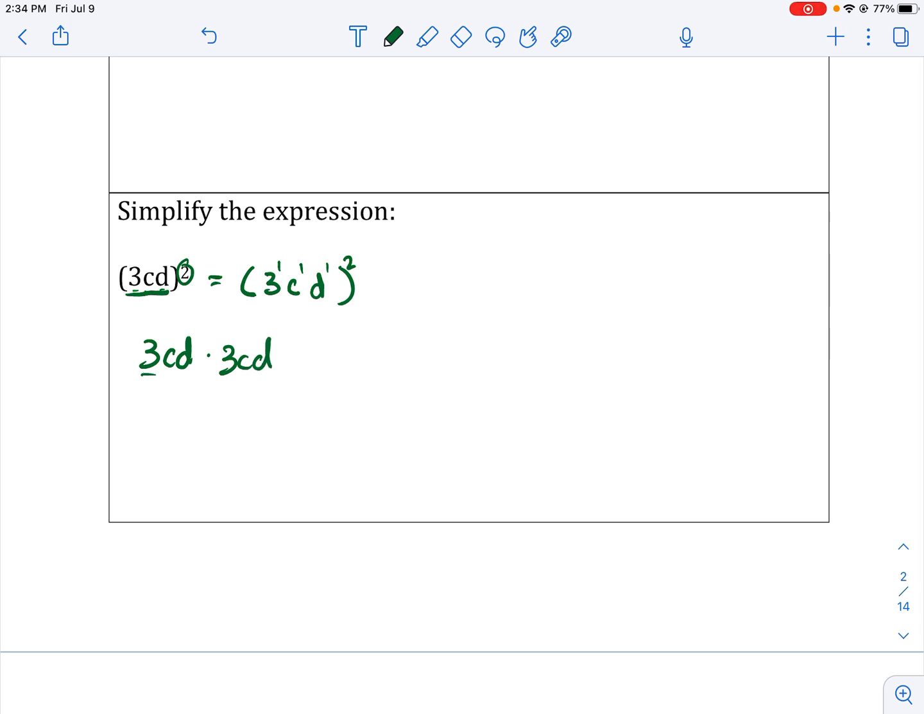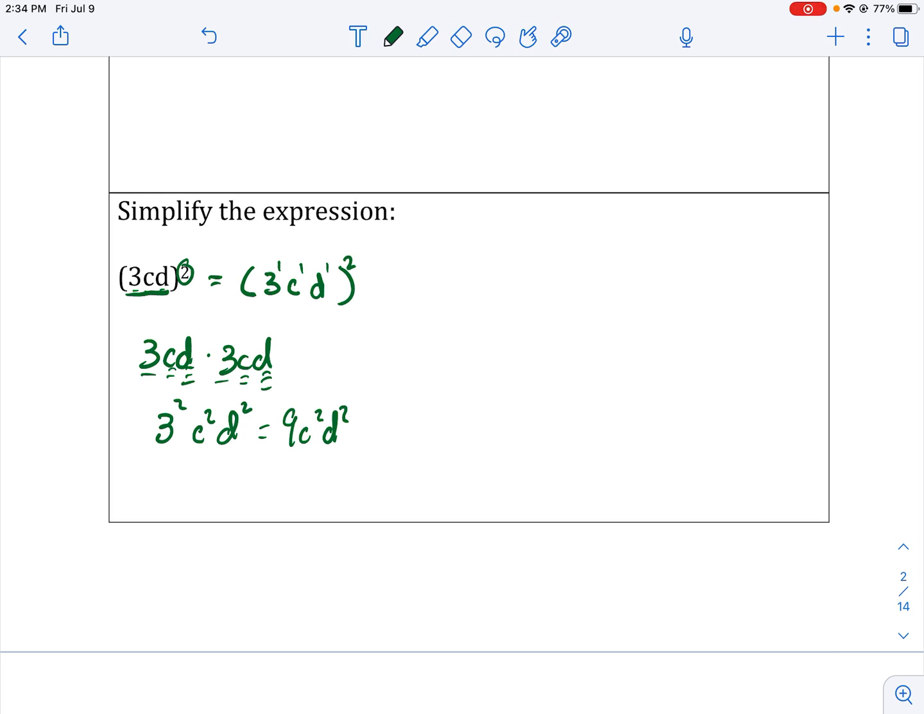Now I'm going to count how many 3's I have. I have 2 of them. 3 squared. How many c's do I have? I have got 2 of them. How many d's do I have? I have 2 of them. 3 squared is 9. There is my correct answer.